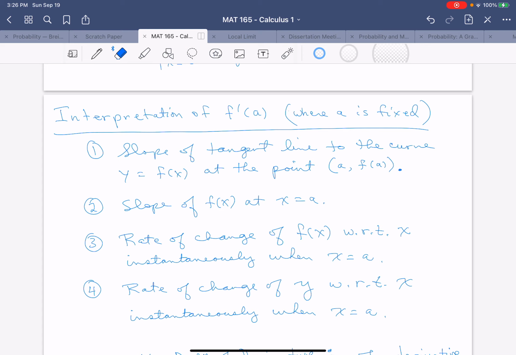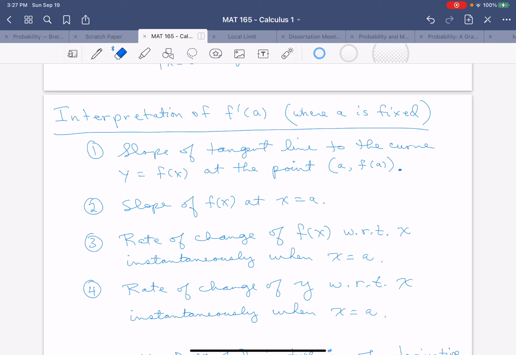You can relax a little bit with number two and just say it's the slope of f of x at x equals a. When you say the slope of f of x at a specific x value, at the point where that x value is a, we're really talking about the slope of the tangent line, but that's just a more relaxed way to say it, I guess.